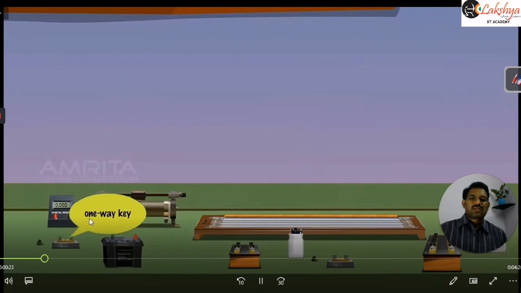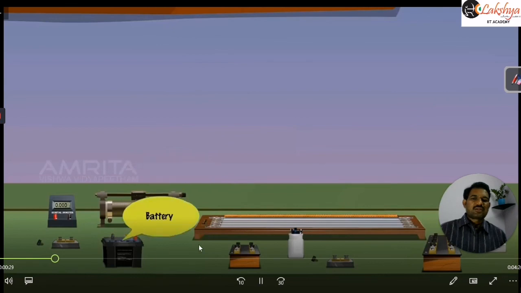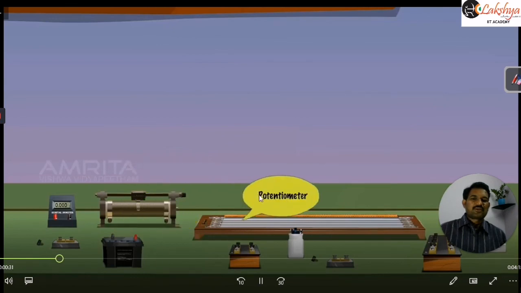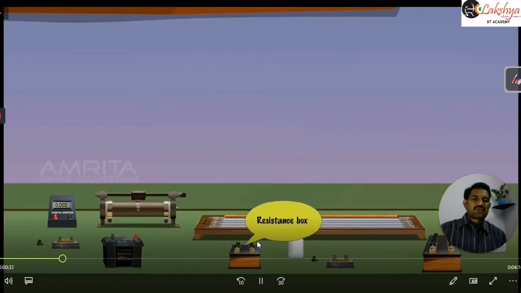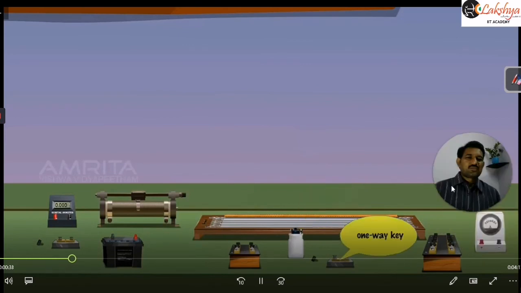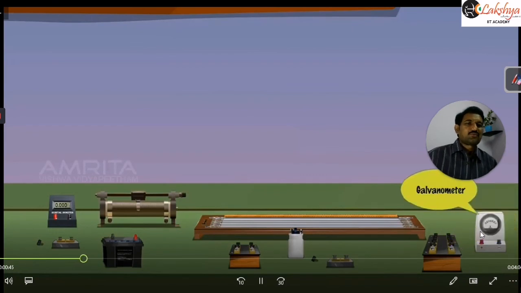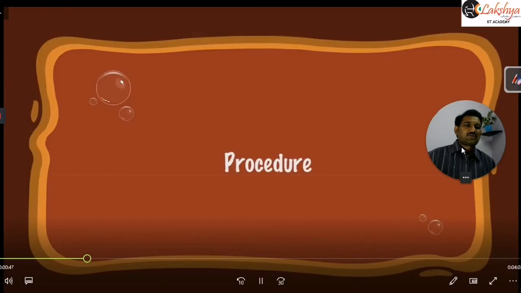We need a one-way key, a rheostat, a digital ammeter, and a battery. This is a battery for the primary circuit, and this is a potentiometer, a resistance box, and this is another cell, the Leclanché cell, and this is a one-way key, and this is another high resistance box in series with the galvanometer, and this is the galvanometer here. Now let us see the procedure for this.